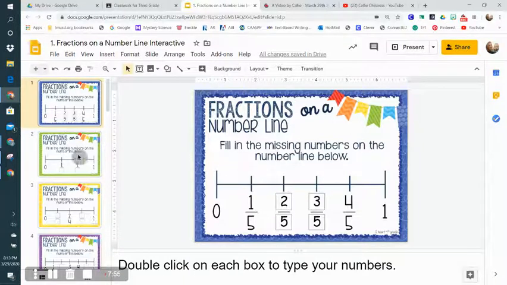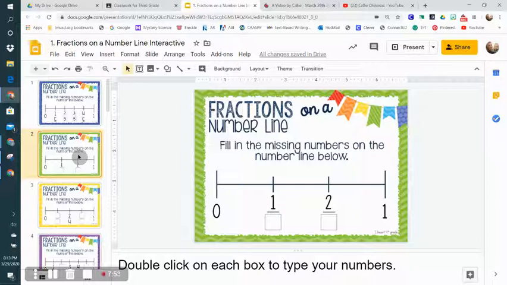All right, let's try that again with question number 2 here. So again, we have a number line and it says fill in the missing numbers on the number line below. Again, just look and first make observations. What do you notice? Again, always look at the beginning. I notice it starts with 0, it ends with 1. This time I notice that we have our numerators here, but we don't know what the denominators are.